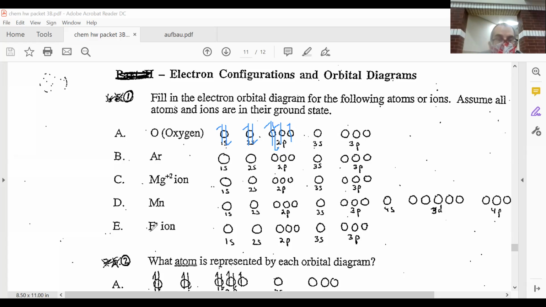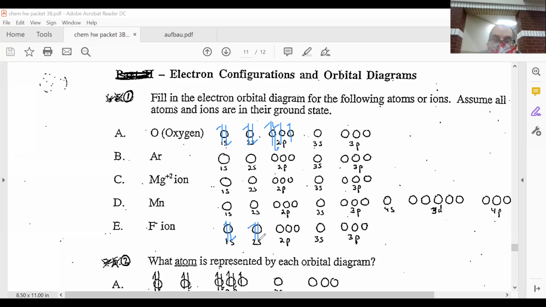I'm going to go to F minus down here and do this one. Fluorine has 9 electrons and 9 protons. But the F minus ion, why is it F minus? Because it gained an electron. So I'm going to do it for actually 10 electrons. And I'm going to put them in here, one here. And I'd like to do this a little faster, but it just doesn't go that fast with this thing here.